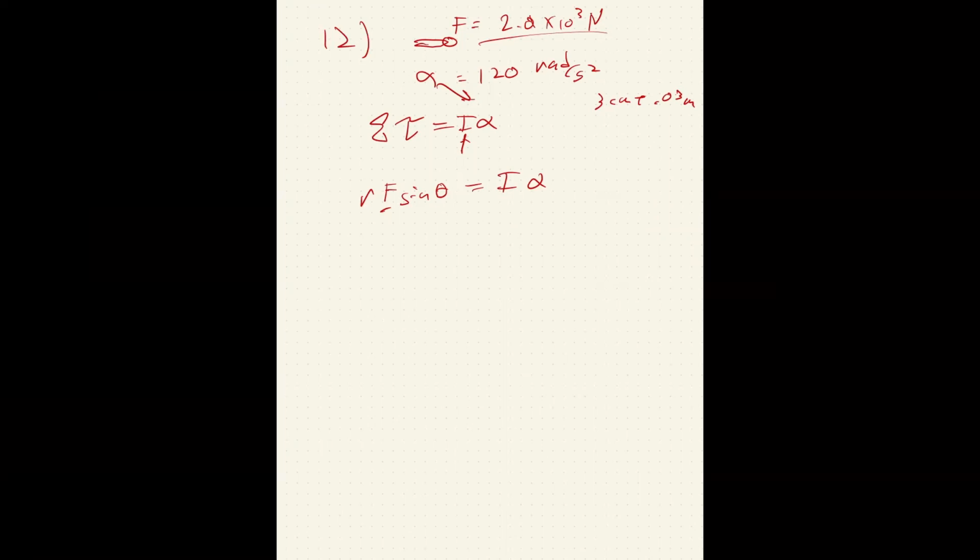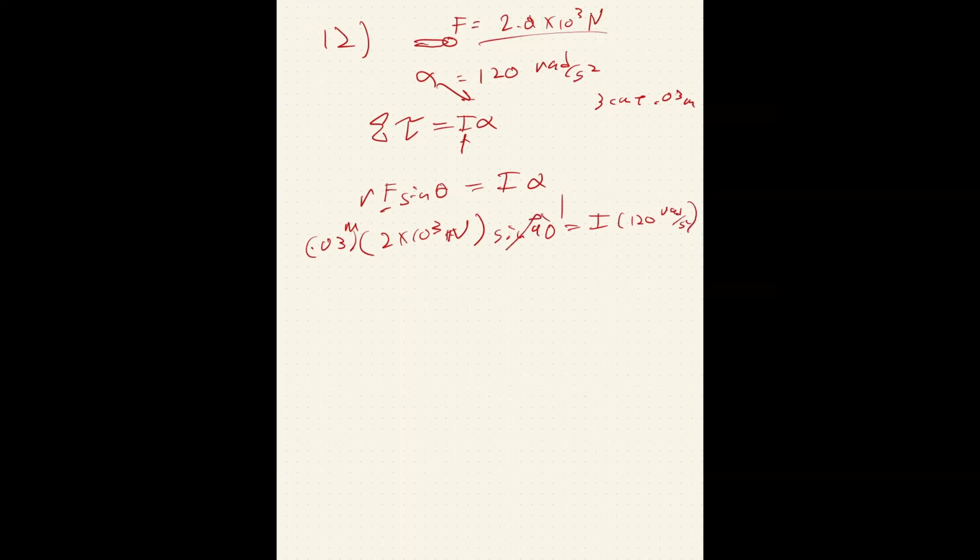So we're going to have here 0.03 meters times the force, which is 2 times 10 to the third newtons, times the sine of 90. I'll put it in there explicitly, equals I times alpha. And alpha is what we're measuring, which is 120 radians per second squared. The sine of 90 goes to 1.